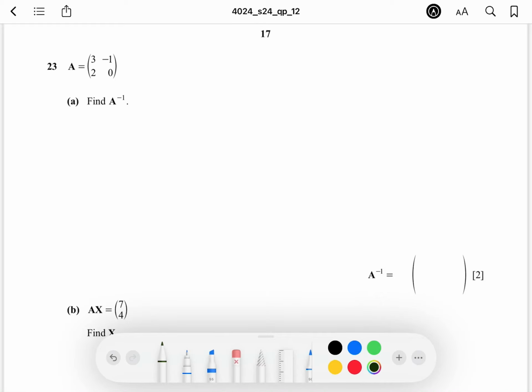Okay, this question, finding the inverse. You need to find the determinant first. So how do you find the determinant?